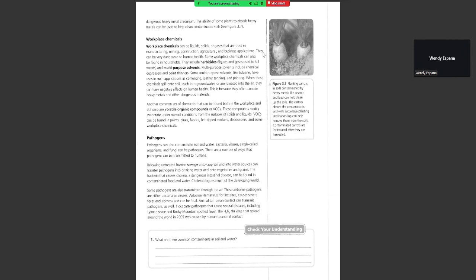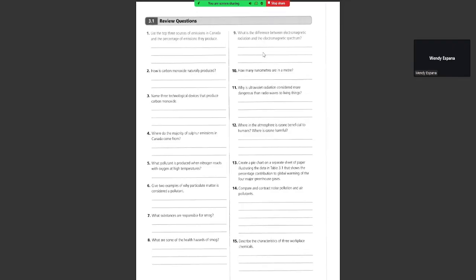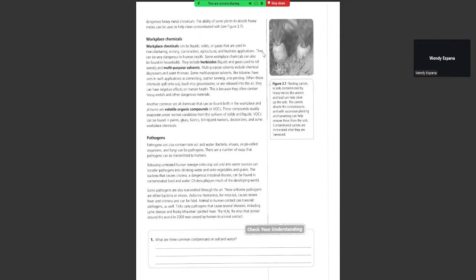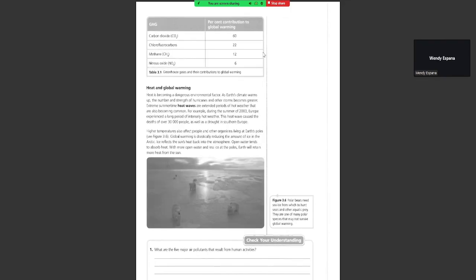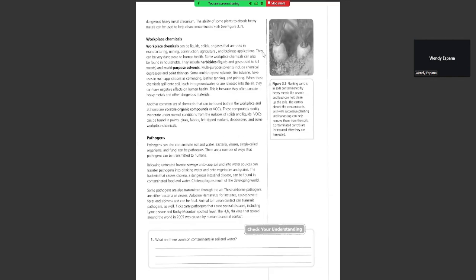So there's another example. Okay, page 67 at the bottom has our check your understanding question. What are the 3 common contaminants in soil and water? We've just gone over that in the previous few pages, so go have a look at that. Yes, the 5 major pollutants were on page 65. We did talk about that. Those were 2 marks. And page 67, check your understanding, worth 1 mark: the 3 common contaminants in soil and water.